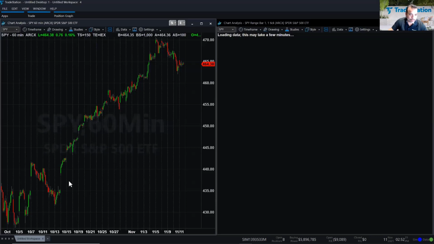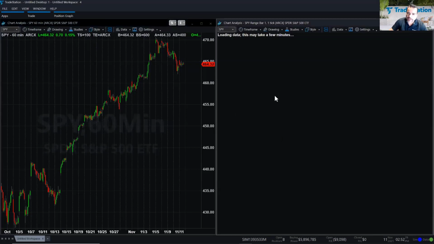All right, we have some big gaps here. There's a big gap right here on October 14th. There's a gap up, and I want to see where it lands right here on my range bar, but it's taking a long time to load. Let's take a look at some of the questions here while I'm waiting for this to load.